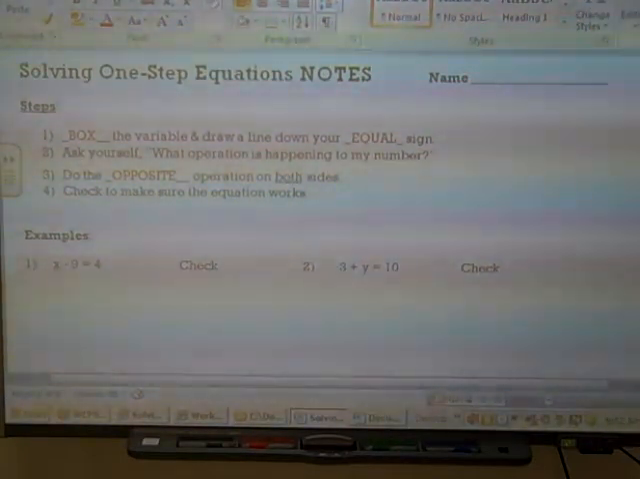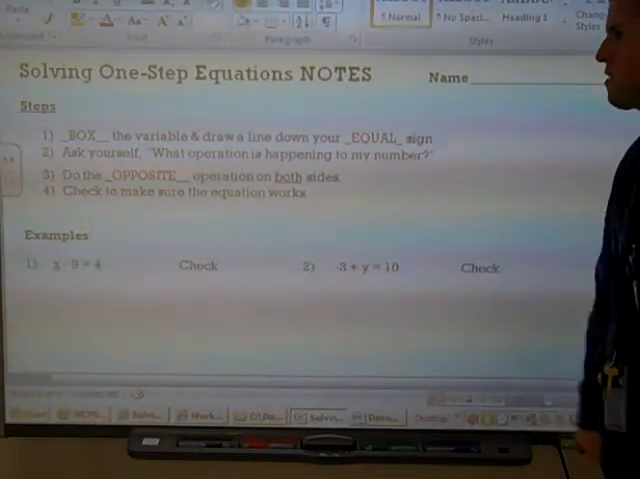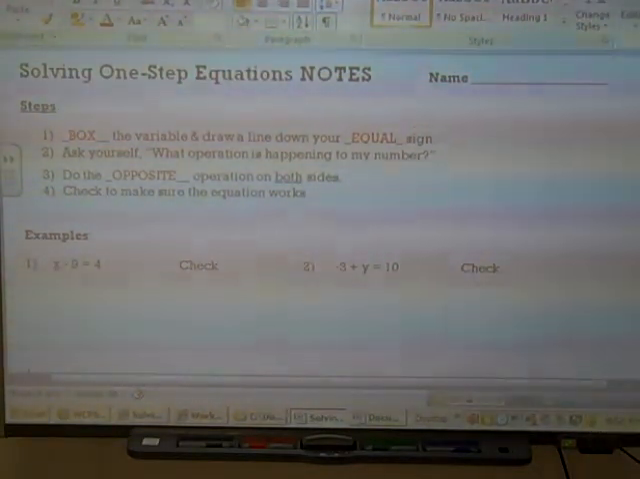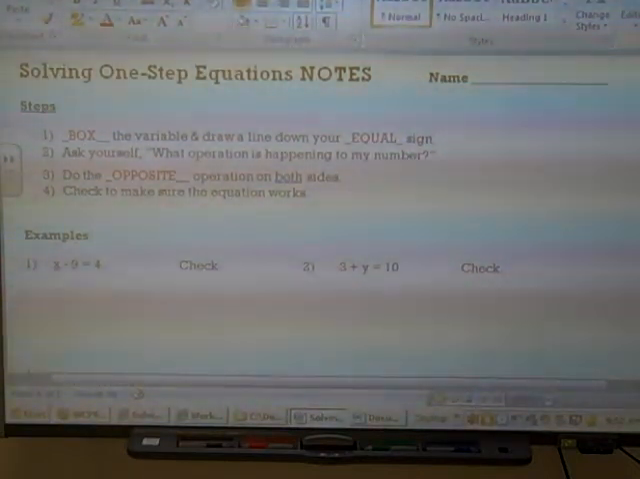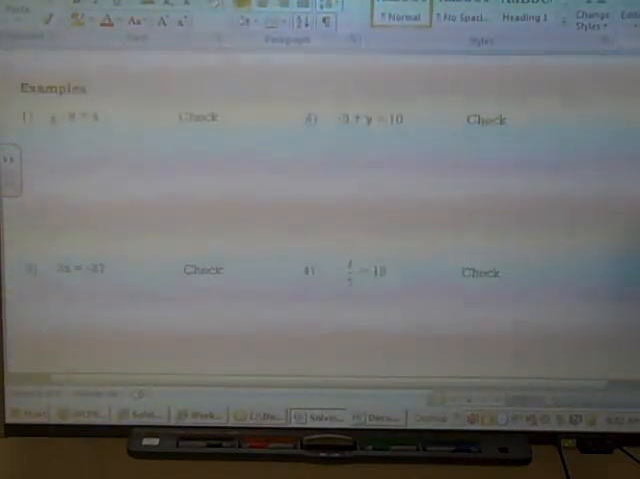Number two, we're going to ask ourselves what operation is happening to the number. So we're going to want to go ahead and do the opposite of the operation. And we're going to want to make sure we do that on both sides as well. And lastly, we're going to check to make sure the equation works. So again, go ahead and pause if you need to copy down your notes.